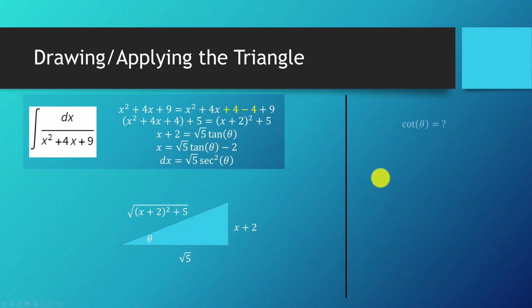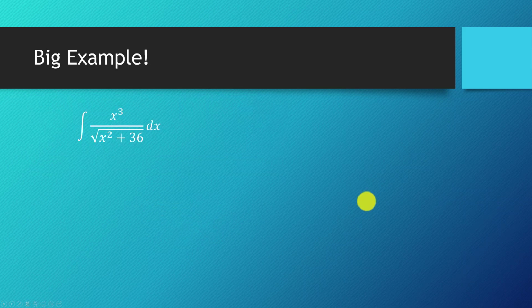So using that, what would cotangent of theta be? Well, cotangent is adjacent over opposite, so we'd get rad 5 over x plus 2. If you wanted sine theta, it would be x plus 2 over the square root of x plus 2 squared plus 5, because it's opposite over hypotenuse.